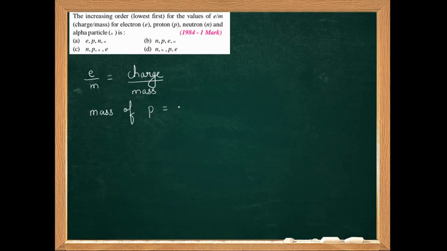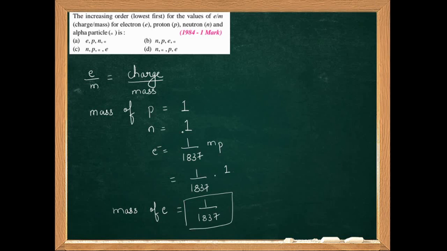The actual values of mass are also known, but here we are expected to know this much. The mass of proton is, let's say, 1, and the mass of neutron is also almost equal, which is 1. The mass of electron is around 1 upon 1837 times the mass of a proton. Since the mass of a proton is 1, this gives us the mass of the electron equal to 1 upon 1837. So we know all three masses: electron, neutron and proton.